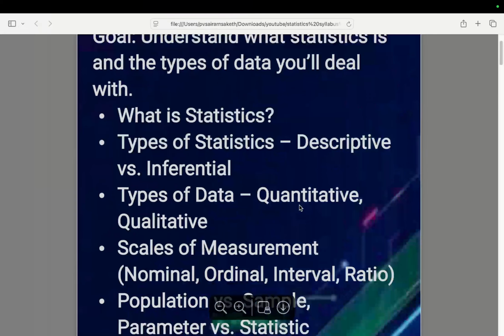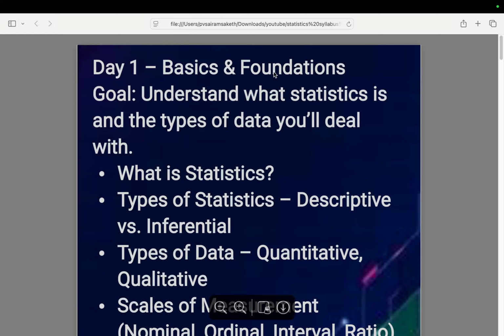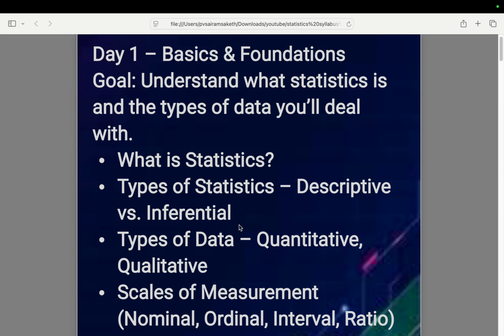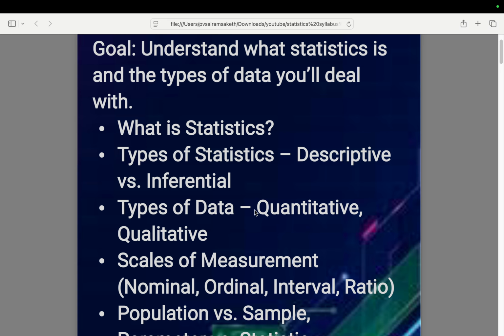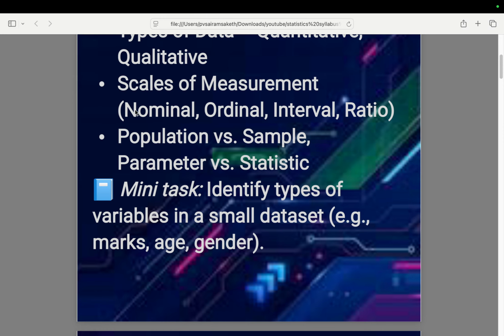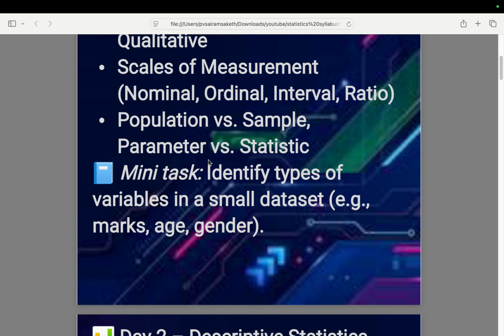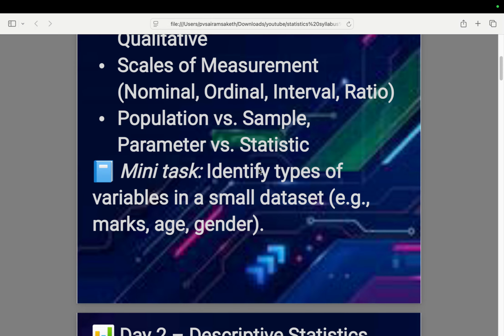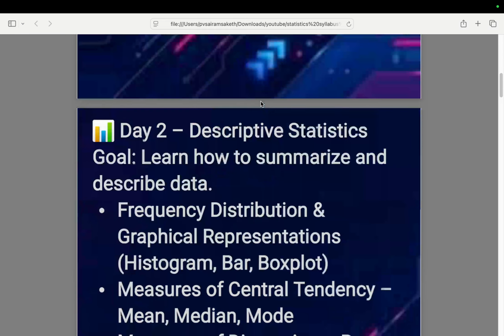So in the last lecture we studied the foundations of statistics, where we studied what is statistics and the different types of statistics, like descriptive and inferential. Then we studied the types of data: qualitative data, quantitative data, categorical data, numerical data. Then we studied the scales of measurement: nominal, ordinal, interval, ratio, and then the population versus sample data. So these are the fundamentals of statistics.